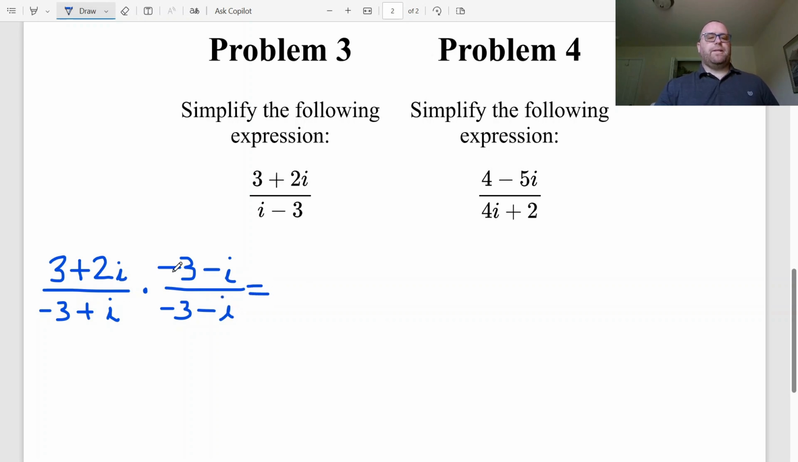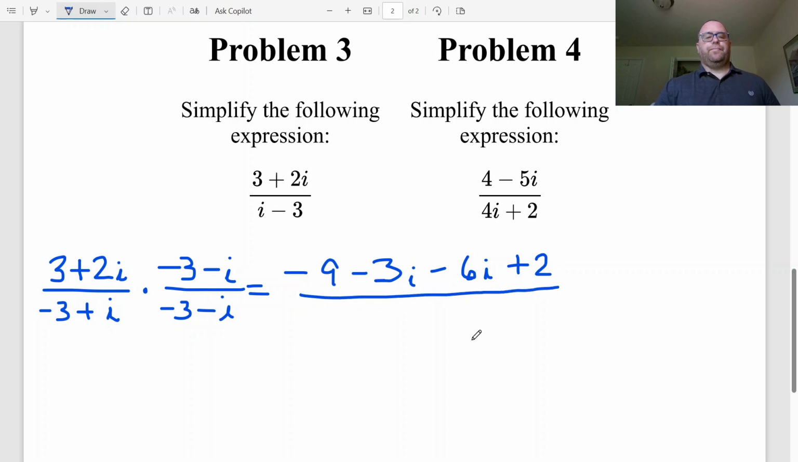Okay, then we do that. We do 3 times negative 3, which is negative 9. 3 times negative i, which is minus 3i. 2i times negative 3, which is minus 6i. And then 2i times negative i, which is negative 2i squared, which is plus 2. Okay, on the bottom we're going to just square the first term. So negative 3 squared is 9. And then we have i times negative i squared, so it's plus 1.